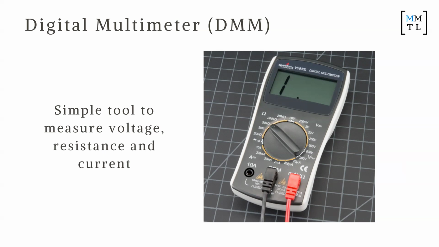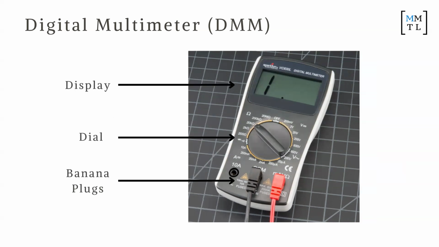You can have a couple of functions. This is a display. This is a much older one, this is the dial, but they all operate the same, and these are the banana plugs. They're called banana plugs because I tried to look this up, but apparently this looks like a banana.